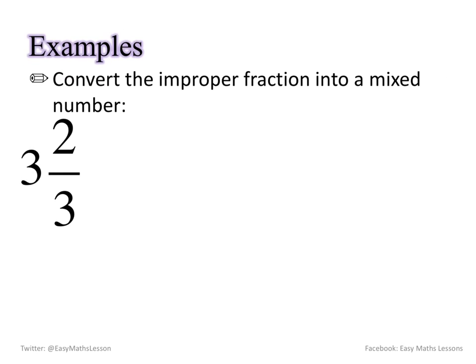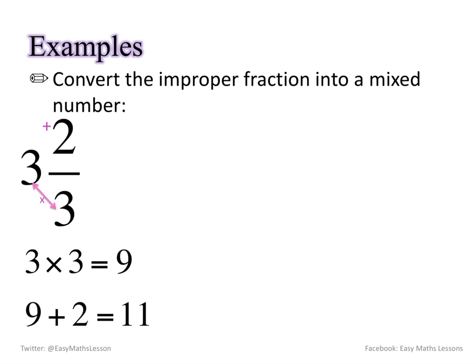Let's try this one. So I'm going to take my mixed number, which is my 3 and 2/3, and this time I'm going to try and do it a bit more mathematically without the diagram. So 3 times 3, so I'm going to take my whole number and multiply it by my denominator, 3 times 3, which is 9, and I'm going to add my numerator to my answer. So 9 add 2 is 11. So now I've got 11 over 3. There you go, easy as pie.